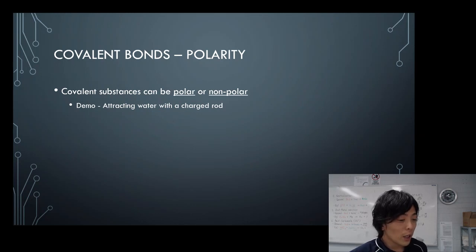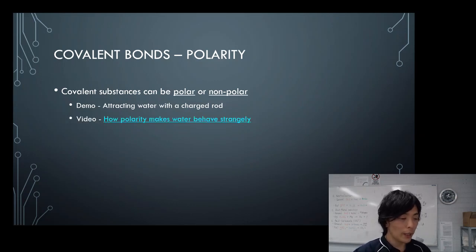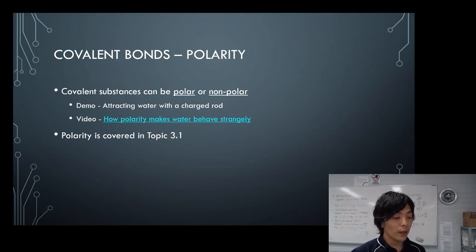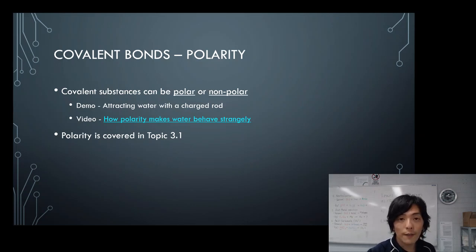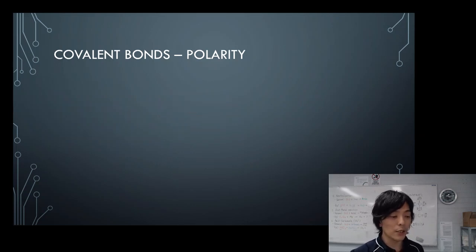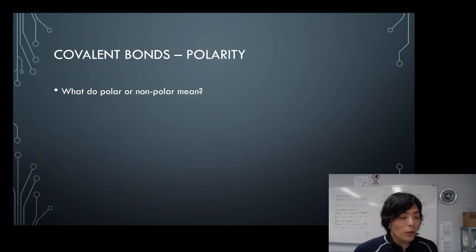We will be giving you a bit of demo, attracting water with a charged rod. You will see the polarity in action. Water is polar, by the way, and water has got polar bonds, so they're a bit different. We'll be looking at bonds here only. Polarity of the substances will be covered in topic 3 in detail, so let's focus on just each bond and polarity within it. What do polar and non-polar mean?